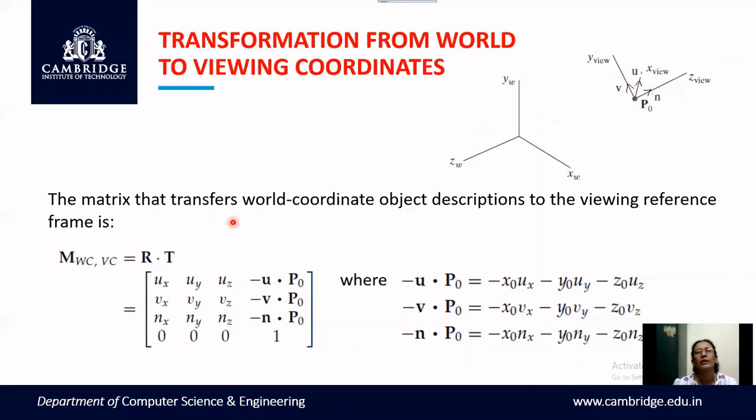So this gives our transformation matrix from the world coordinates to the viewing coordinates.